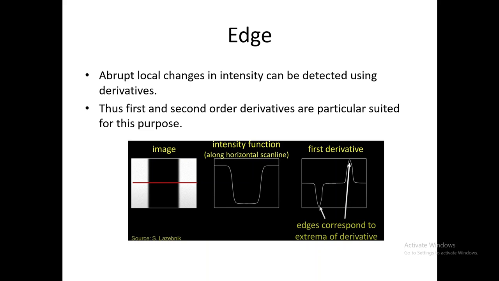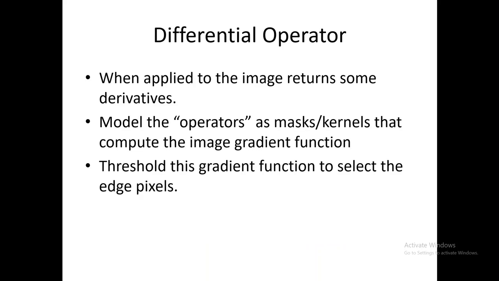Now the question arises, how are we going to find the extrema in the derivative? We're going to filter our image with the appropriate operator in order to find the peaks in the derivative. So let's talk about differential operators. A differential operator, when applied to an image, returns some derivative. We can model these operators as mask kernels that compute the image gradient function, and we threshold this gradient function to select the edge pixels.